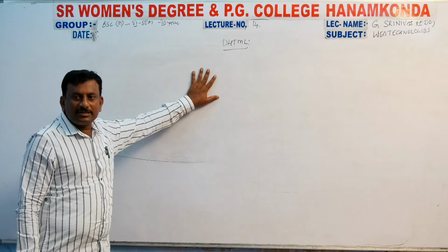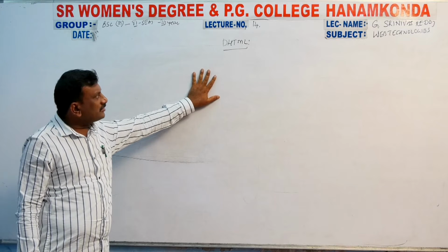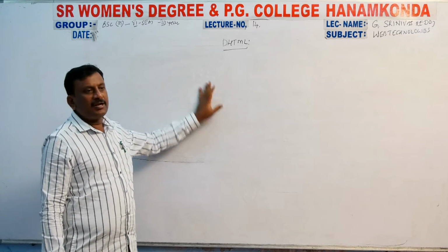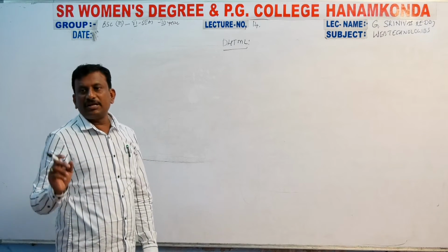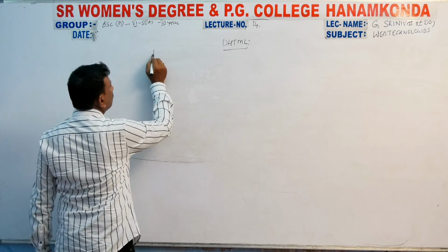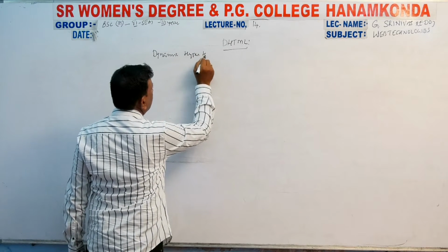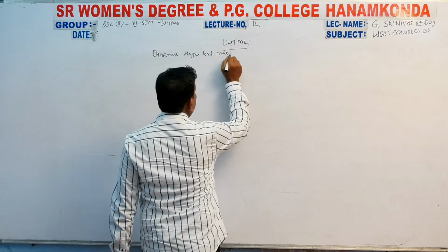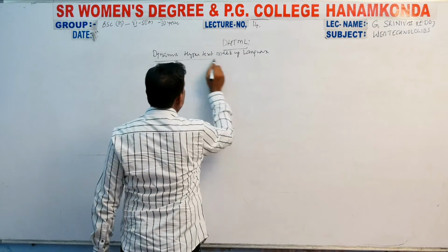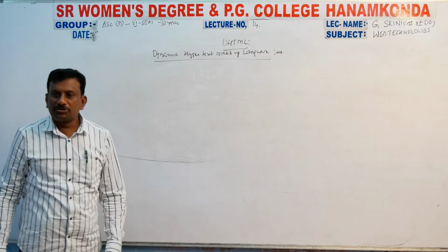In the last class we discussed frames. The frames topic will be completed, and the next few topics will be in HTML, web technologies like DHTML. DHTML means dynamic HTML, dynamic hypertext markup language.